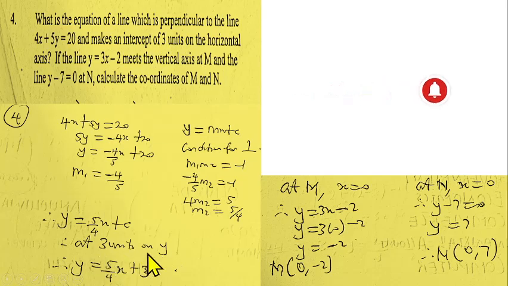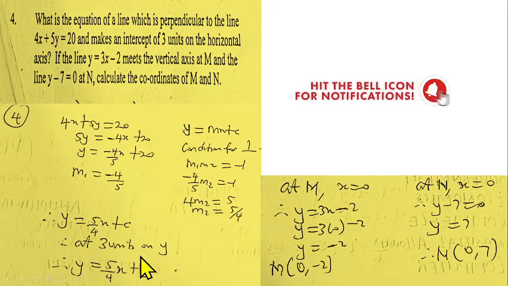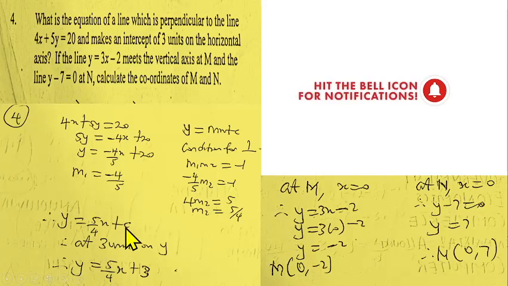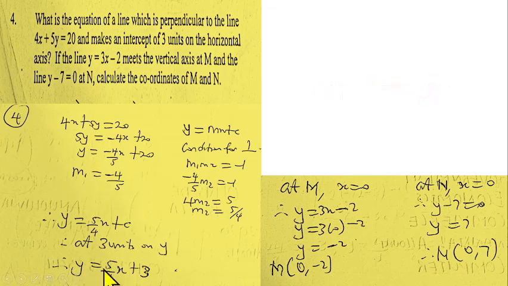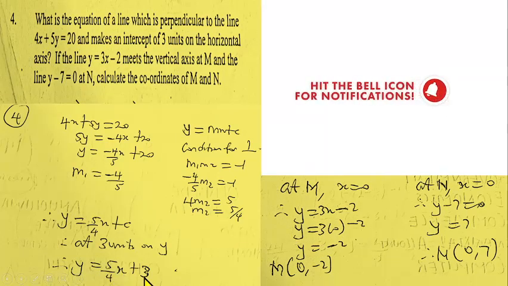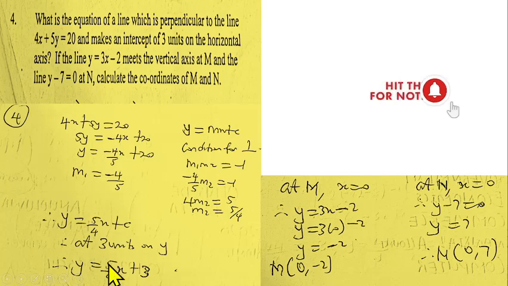So that means our c will be 3. So our c will be 3. That means the equation we are looking for will become y is equal to 5 over 4 x plus 3. So you can multiply through by 4. That gives us 4y equals 5x plus 12 as the equation we are looking for.